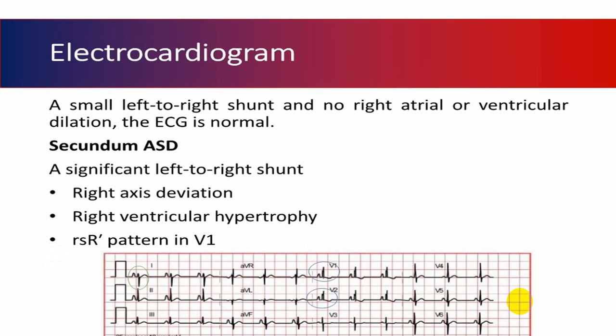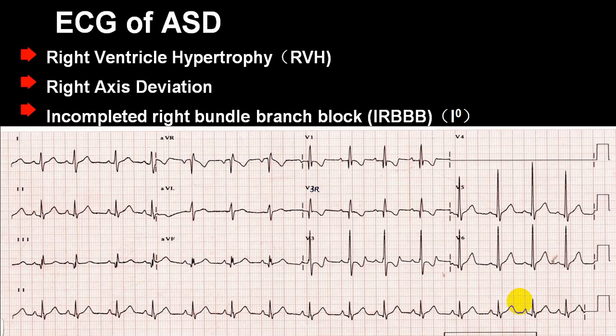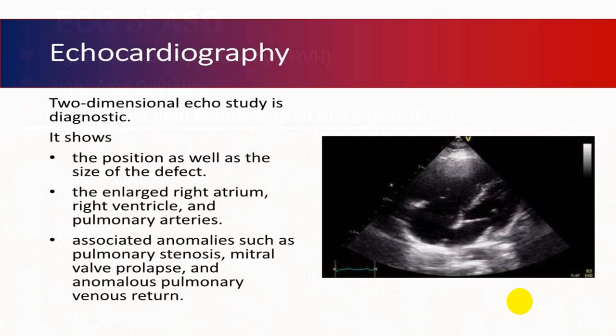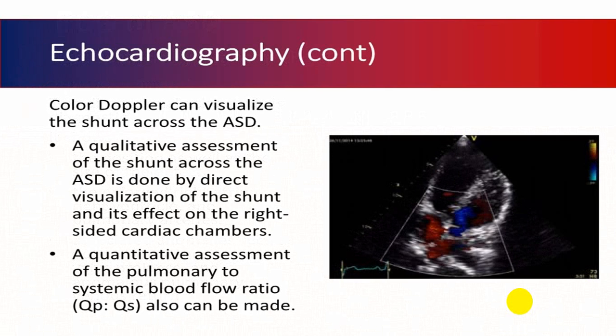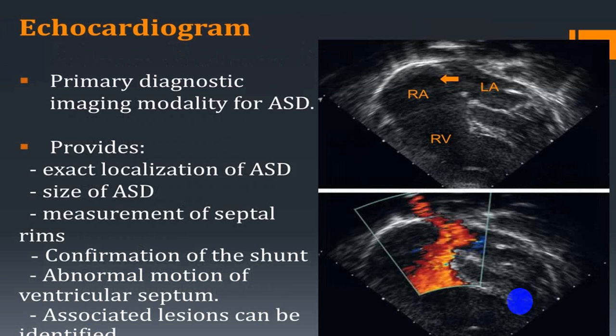ECG will usually show a right axis deviation, RVH, and by and large an rSR pattern in V1 and aVR. And you might have right atrial enlargement findings. So this will be typical of what you can see in an ECG: right axis deviation, RVH, incomplete right bundle branch block. Echocardiography will demonstrate number, size, type, etc., and direction of blood flow, whether there is Eisenmenger or not. Thrombus can be detected. Infective endocarditis you can find out.